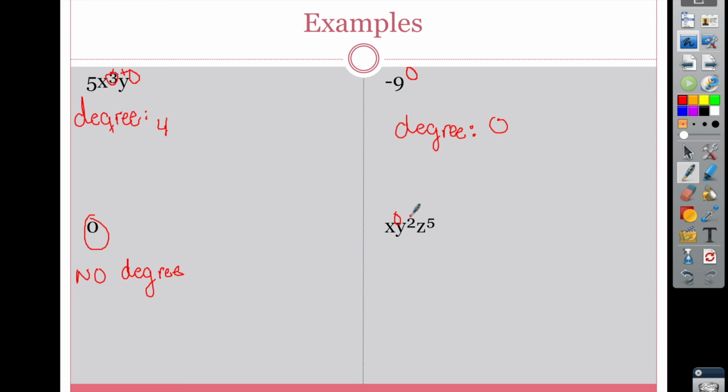Okay, here we have x to the first, y to the second, and z to the fifth. Remember, when we are trying to find the degree, we have to add the exponents. So 1 plus 2 is 3. 3 plus 5 is 8. So our degree would be 8.